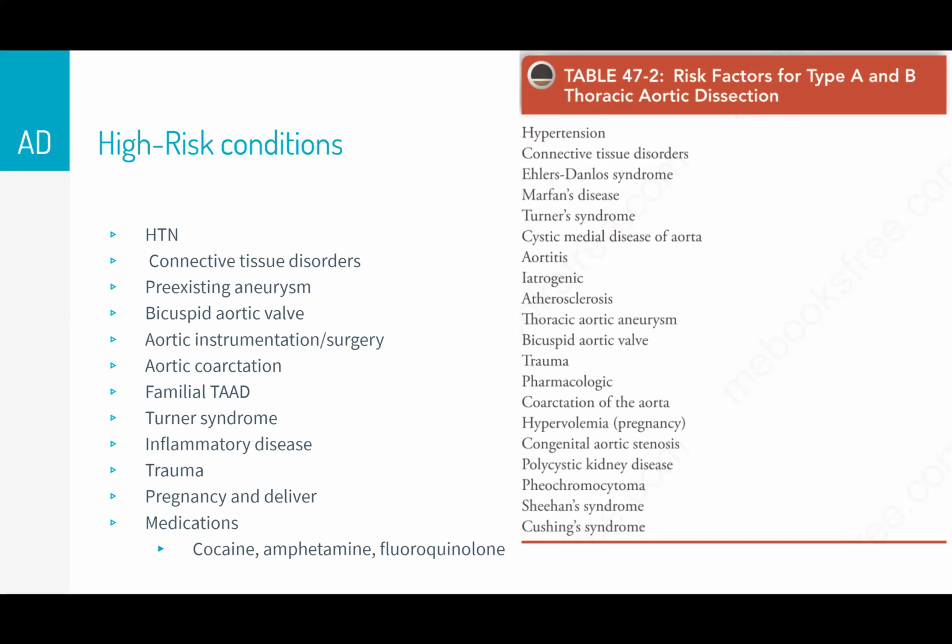Medications like cocaine and amphetamine cause aortic dissection because they severely elevate the blood pressure, which causes hypertension, and it is one of the causes of aortic dissection. Also, I read that there are some case reports that with the use of fluoroquinolones, they found some cases of aortic dissections that were associated with the use of fluoroquinolones.